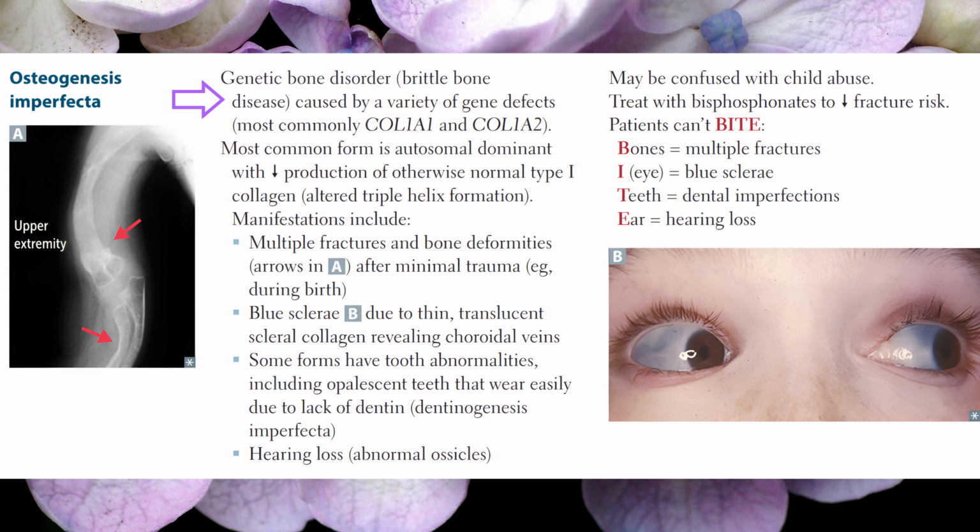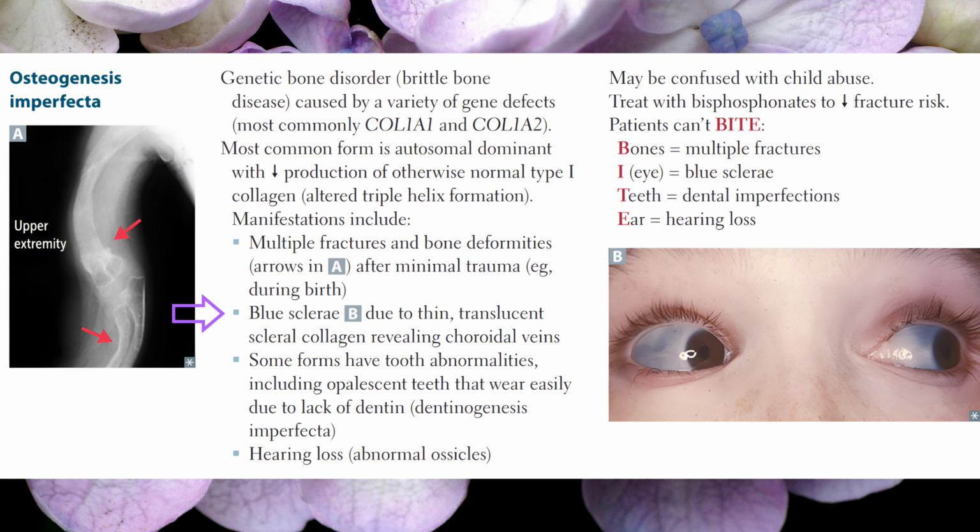Osteogenesis imperfecta. Osteogenesis imperfecta is a genetic bone disorder, brittle bone disease, caused by a variety of gene defects, most commonly COL1A1 and COL1A2. Most common form is autosomal dominant with decreased production of otherwise normal type 1 collagen with altered triple helix formation. Manifestations include multiple fractures and bone deformities after minimal trauma, for example during birth.